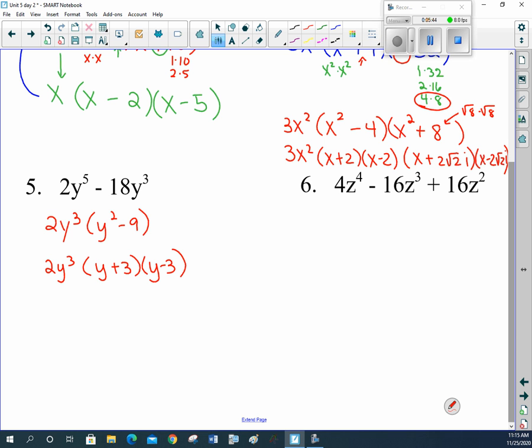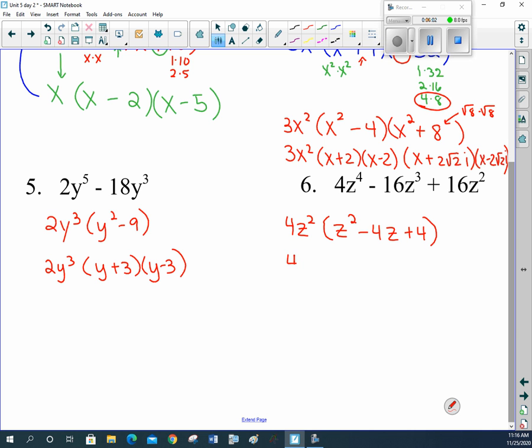Okay, number 6, the first thing I notice is they're all divisible by 4 and they all have z's in them. So my GCF is going to be 4z squared. That's going to leave me with z squared minus 4z plus 4.